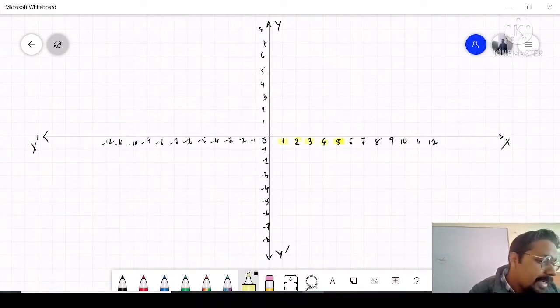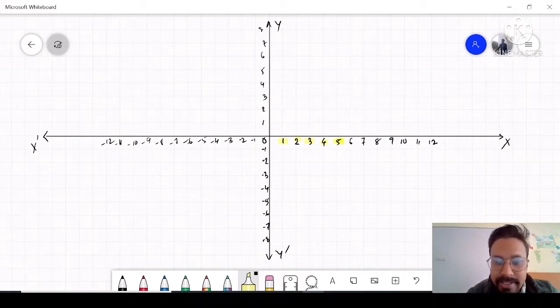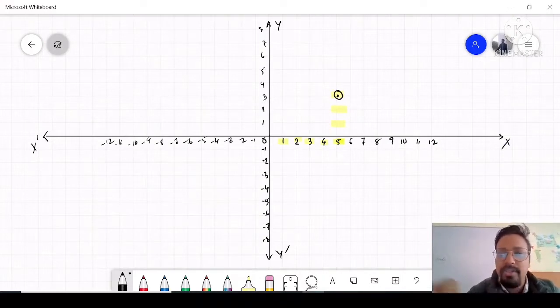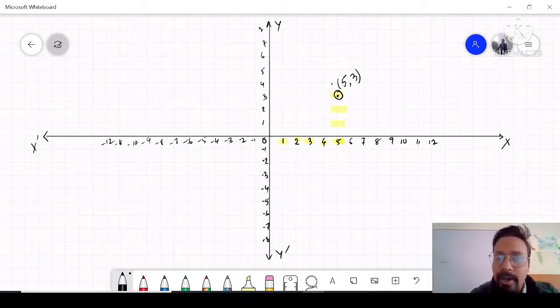Then, above the x axis by 3 points. So from the x axis we have to go 3 points. So from here we have 1, 2, 3. So this point is going to be our required location here. So it is 5 along the x axis and 3 along the y axis. So it is (5, 3). This is for Roman 1.